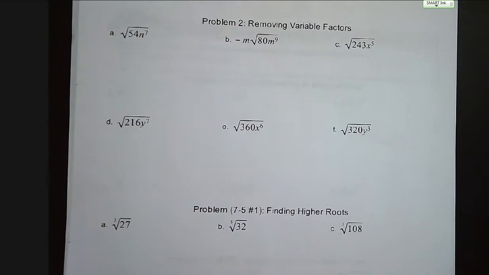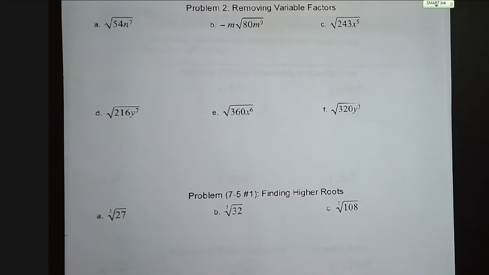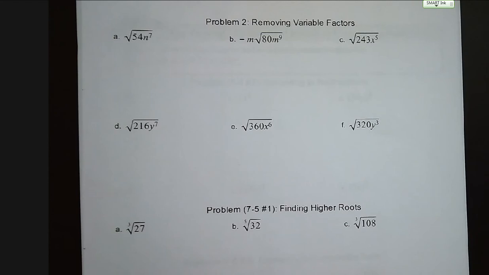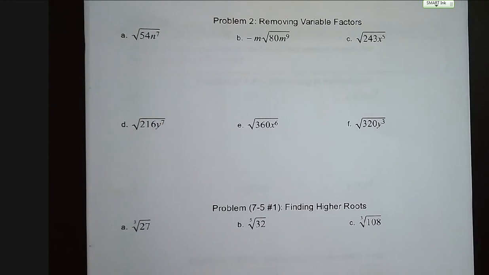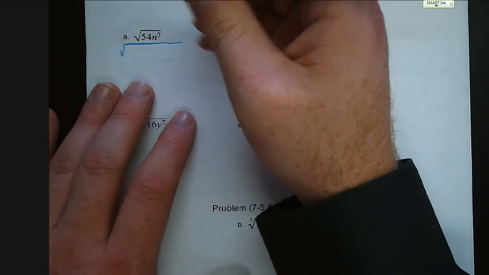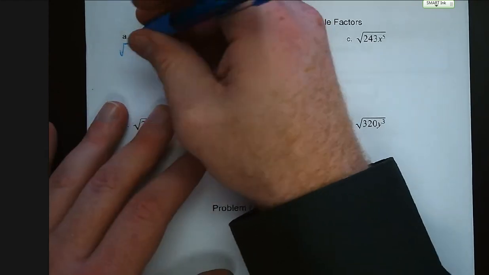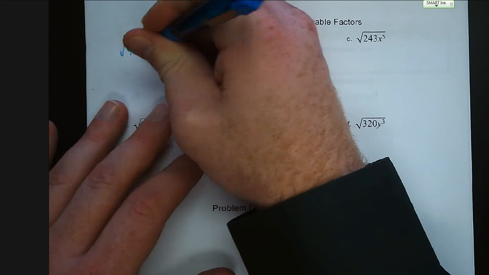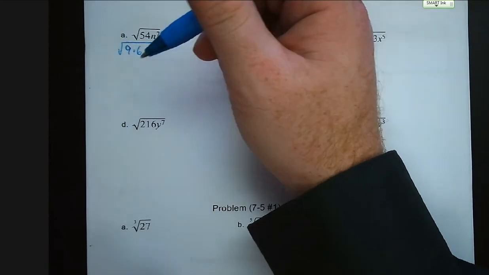Moving on to our next section. Removing variable factors. So we're going to follow the same process. We're going to try to split it up into our factors that we can multiply by, and we are going to figure out ways to simplify them. So one of the things that I like to do, first we're going to start with the coefficient. So we have the square root of 54 is 9 times 6. So it really helps us to know our multiplication facts for these.